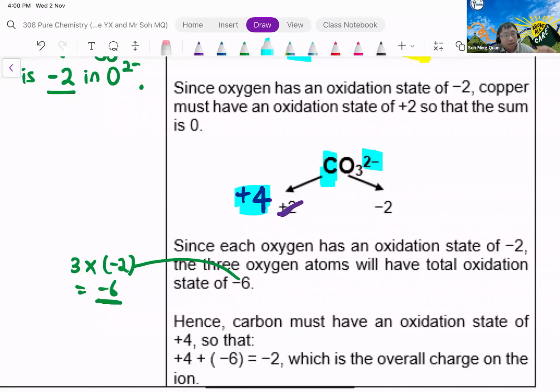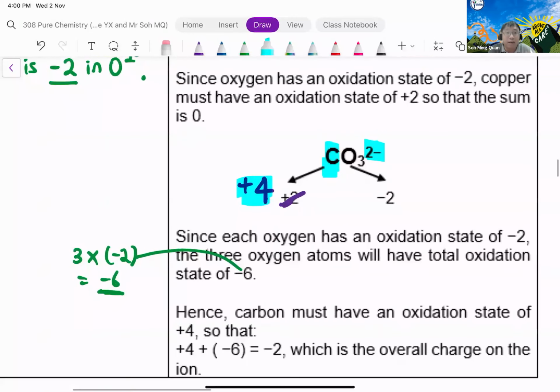Okay? Now, obviously in the exam, we are not expecting you to write an explanation like this. We are not going to ask you to explain, but you need to be able to calculate this yourself. That means you need to be able to calculate that the oxidation state of carbon in CO3 2- is +4.